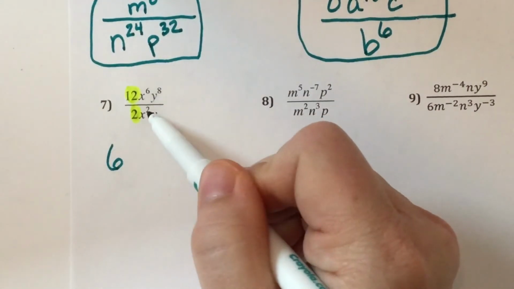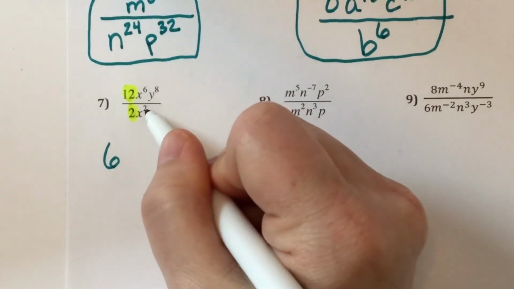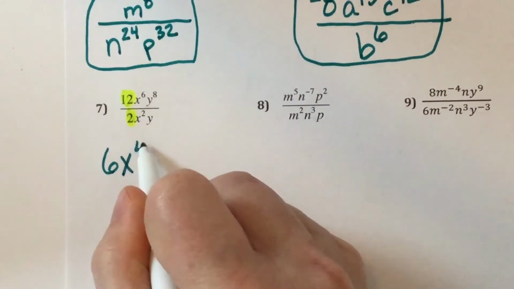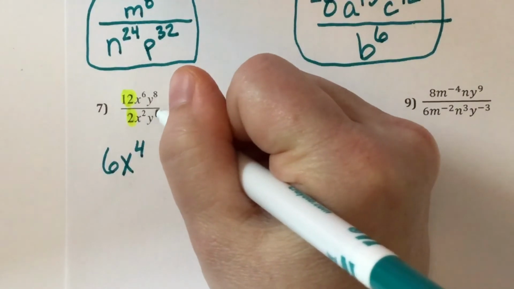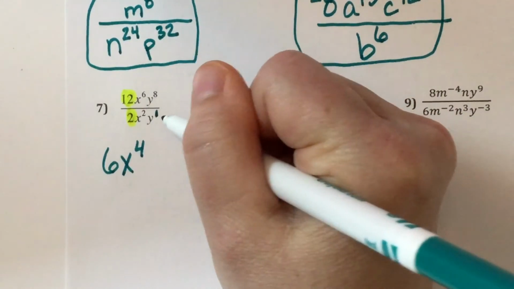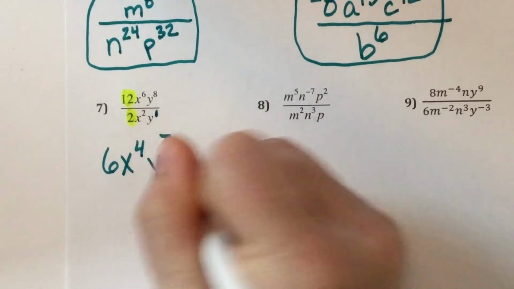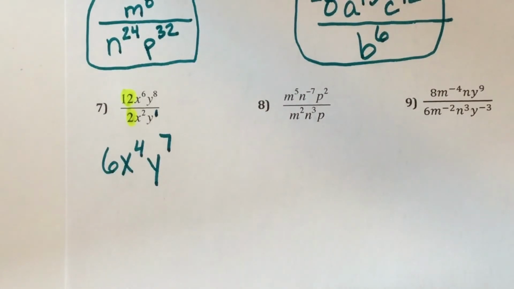Okay, but exponents we subtract. So 6 minus 2, that's 4. Remember, when you don't see the exponent, it's a 1. So 8 minus 1, that's 7. And nobody has to move because nobody has a negative exponent.